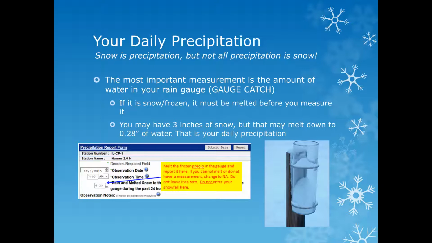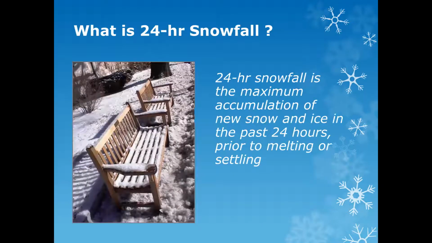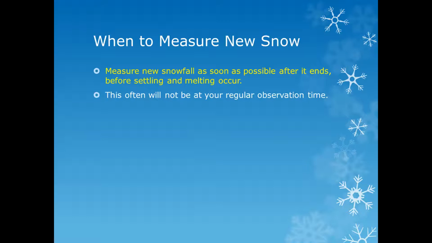So what is the 24-hour snowfall? It's the maximum accumulation of new snow and ice in the past 24 hours prior to melting or settling. And this is the tricky part of it. This is where observers sometimes have a little trouble understanding, because it's snow and it's winter and it's different than rain. But the key words here are prior to melting or settling. So we want to measure the new snowfall as soon as possible after it ends, before the settling and melting occur. That means it won't often be at your regular observation time.